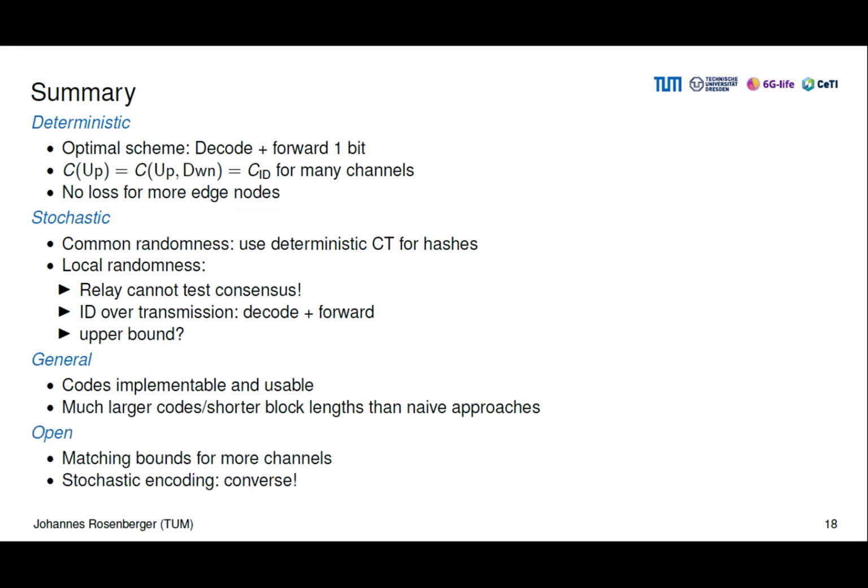What's open is, of course, we would like to have matching bounds for more channels, and the converse would be nice. Of course, you can find other interesting directions from here. One might want to build it, really. Or like there can be other interesting network topologies. Like, for example, one could think of links between the edges, direct links, whether they help or not, or some possibilities to make the relay adversarial or something.